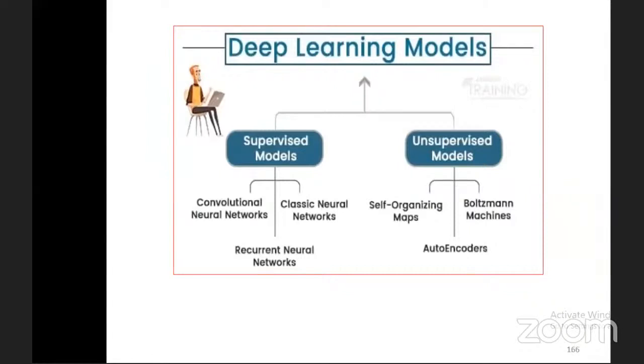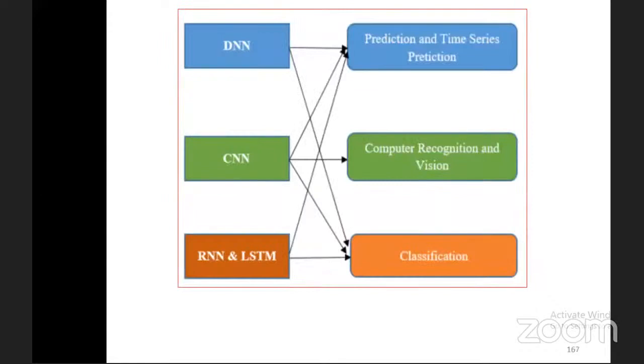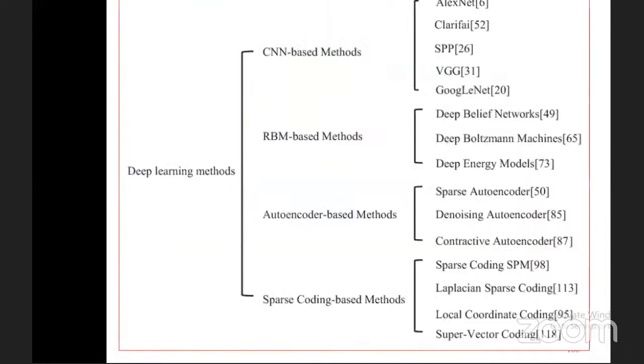Supervised: classic neural networks, convolutional neural networks, recurrent neural networks. Unsupervised: self-organizing maps, Boltzmann machines, and especially autoencoders. DNN, CNN, RNN can perform all these tasks like prediction, time series analytics, video analytics, audio analytics, traffic data analytics, stock market data analytics, Bombay stock market and Sensex data analytics, weather forecasting data analytics, computer recognition applications, and classification. We are using these three techniques.